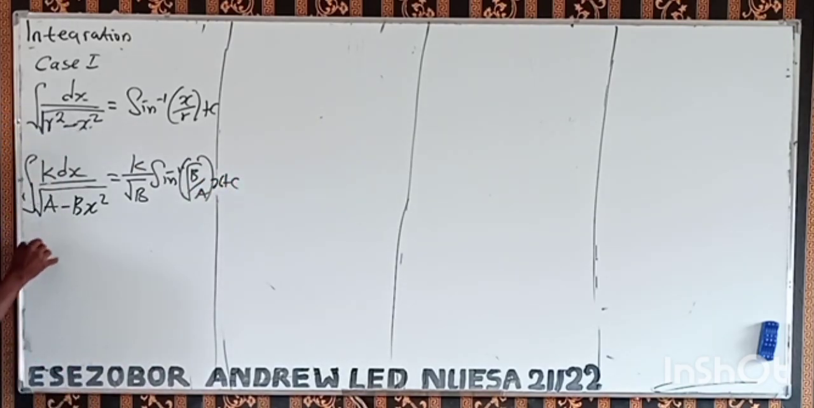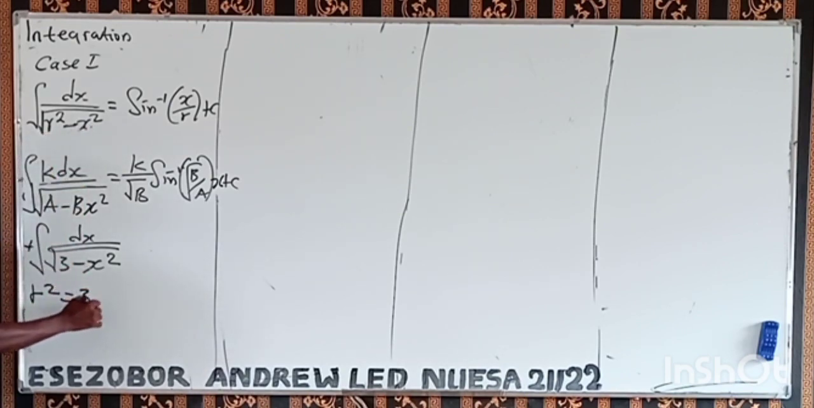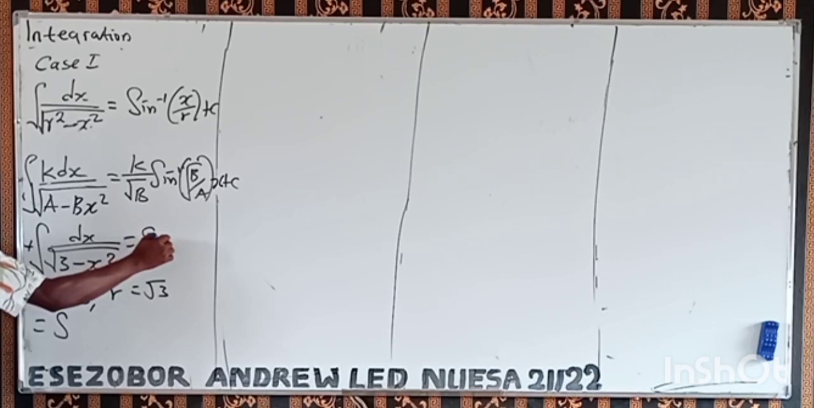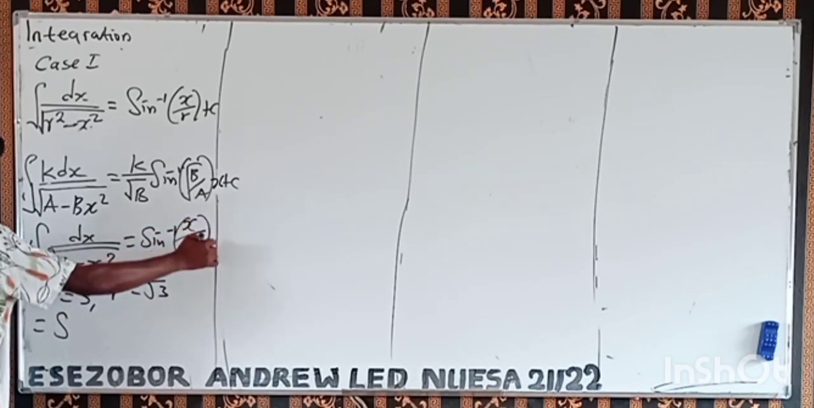So let's say we have a question here: integral dx over the square root of 3 minus s squared. Compare this to this. Remember, it falls into this one, not this. So our r squared is equal to 3, and r will be the square root of 3. The final answer will be sine inverse of s over r, which is root 3, plus c.